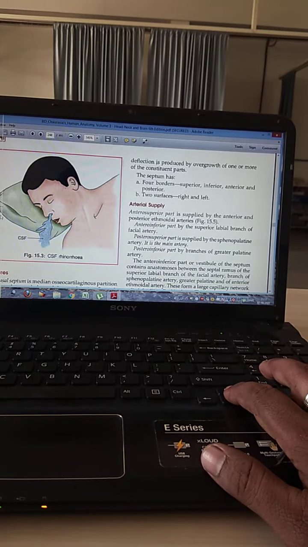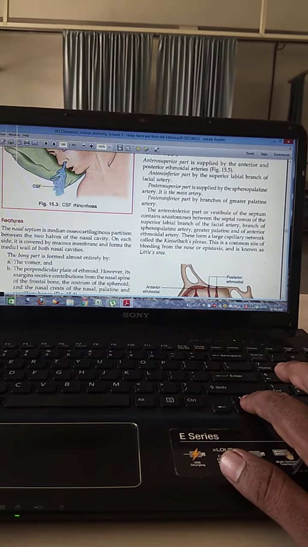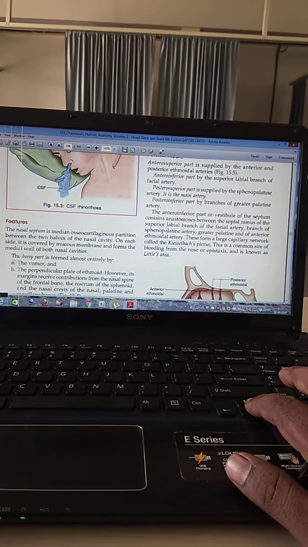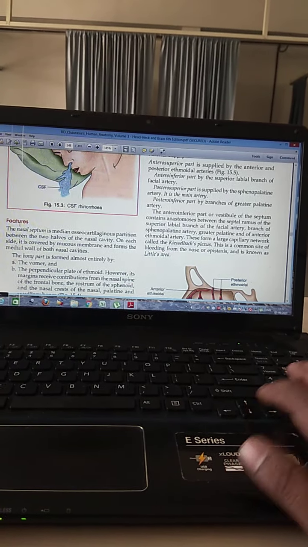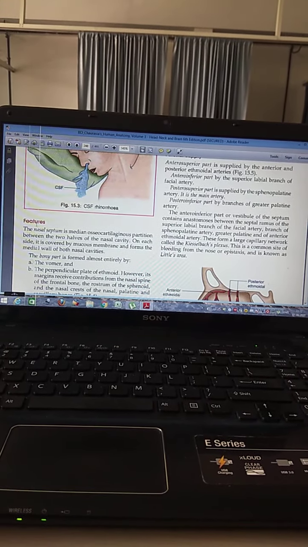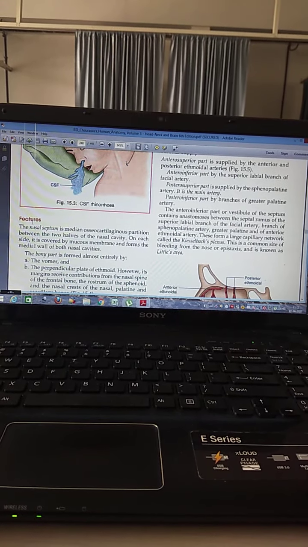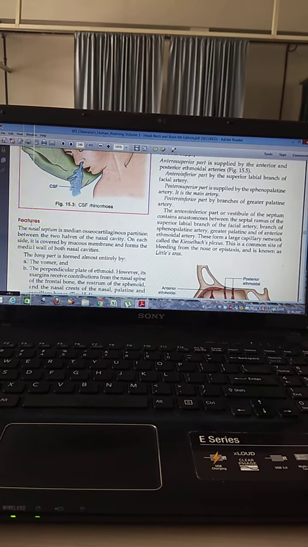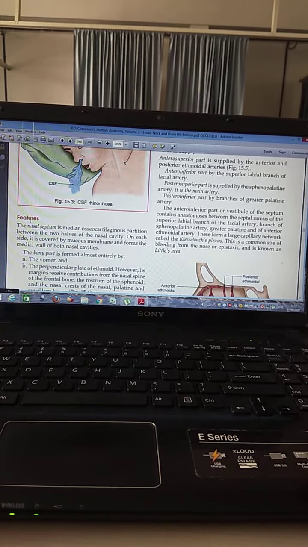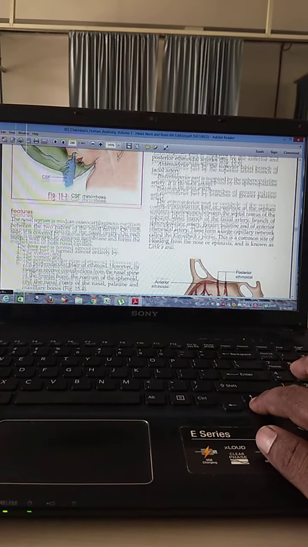Its features: the nasal septum is a median osseo-cartilaginous partition between the two walls of the nasal cavity. On each side, it is covered by the mucous membrane and forms the medial wall of both nasal cavities.